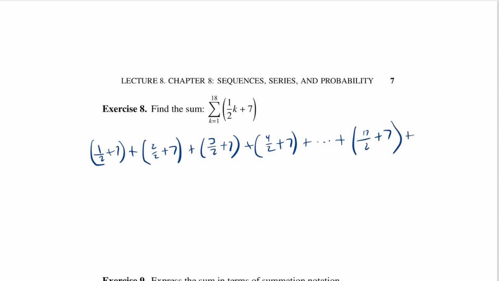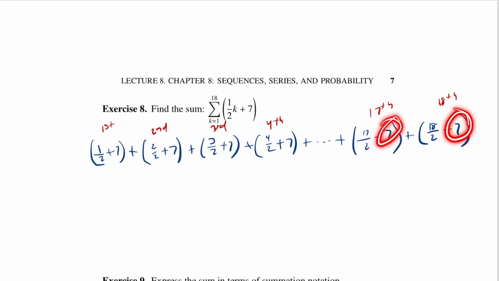All right, so what do we notice? How many 7s do we see? Well, there's 18 7s, so we know that there's 18 7s plus, and now we have to add 1/2 plus 2/2 plus 3/2 plus 4/2 plus 17/2 plus 18/2. So let's factor out the 1/2, and then that will just be 1 plus 2 plus 3 plus dot, dot, dot, plus 18. So I'm taking all of these and I'm adding them up. However, I'm factoring out the 1/2 so that I just have 1 through 18 added.